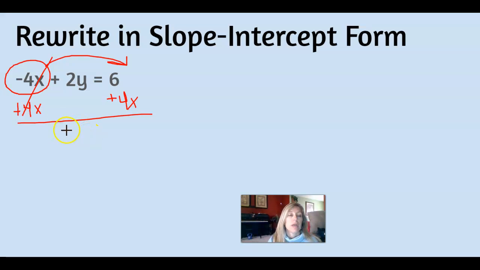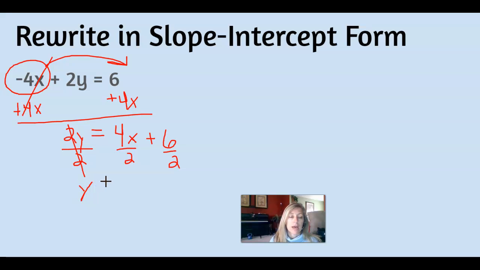Opposites make 0. I have a positive 2y. And on this side of the equation, remember to write your x's first. I have 4x plus 6. Okay, I'm not done. I have 2 y's. I cannot have 2 y's. So I need to divide both sides by 2. And if I divide that by 2, I have to divide both terms by 2, not just one of them, both of them. This is a fancy form of 1. On this side, 4 divided by 2 is 2x, and 6 divided by 2 is 3. All right?